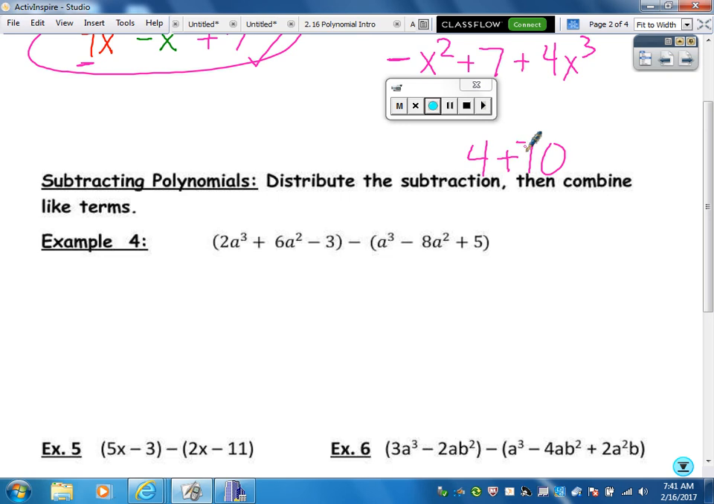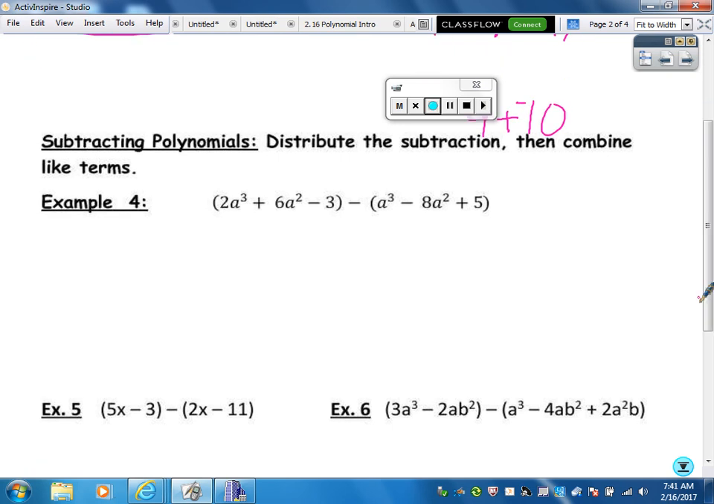So that's what we're going to do here. We're going to say plus a negative, but we're going to say a ninja 1 right before it. We're going to say plus a negative, and then we need to give out this negative 1. This is the best way to make sure all your signs are correct. So we're going to write the first one again here, 2a cubed plus 6a squared minus 3.